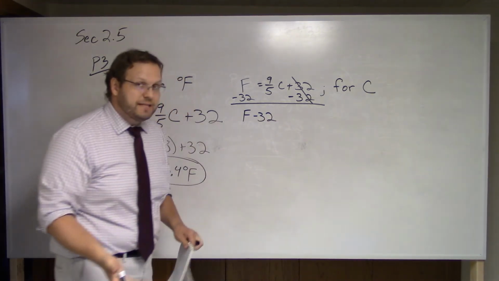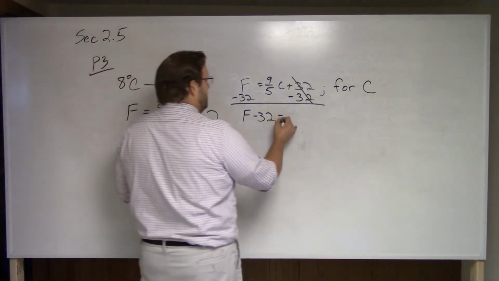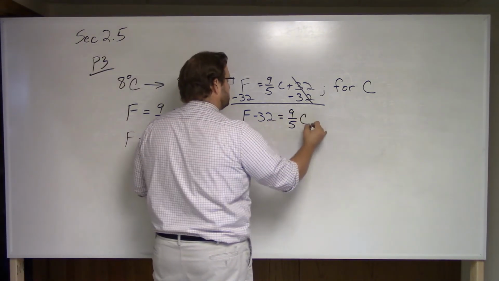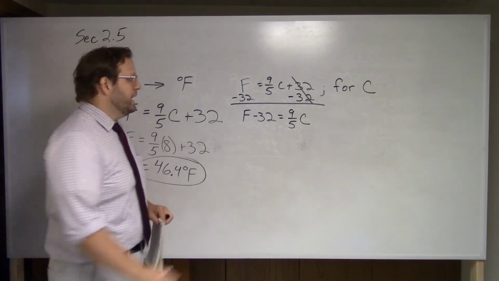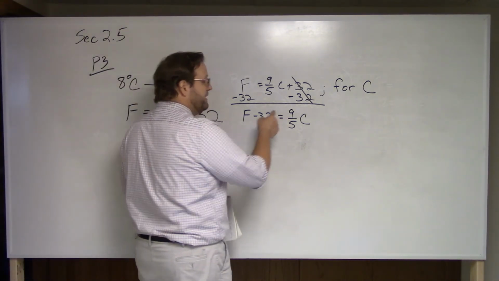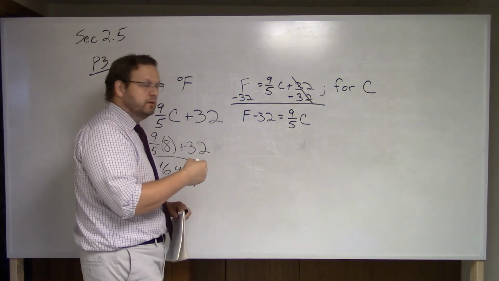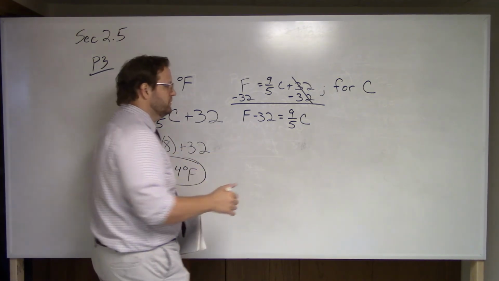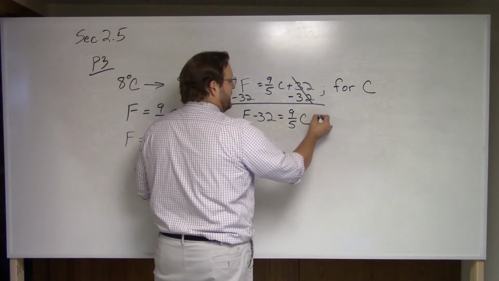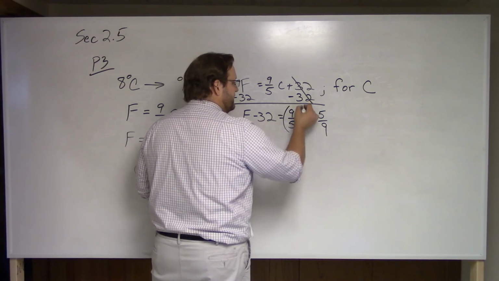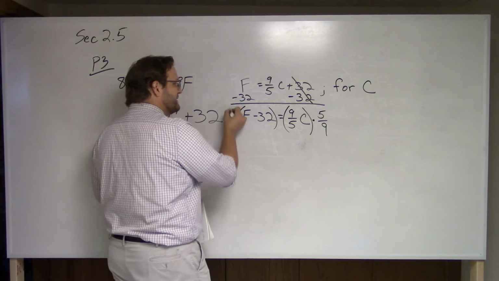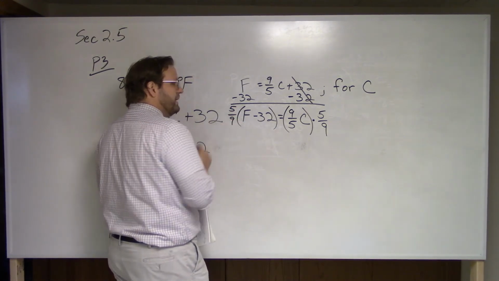I can't carry that out. Equals that. Now watch this next step. I could multiply by 5 and then divide by 9. Or in one swoop, I can multiply by the reciprocal. I multiply this side and this side by the reciprocal.